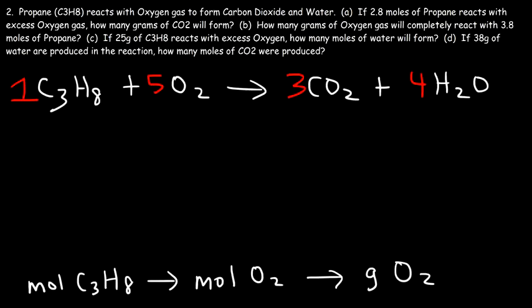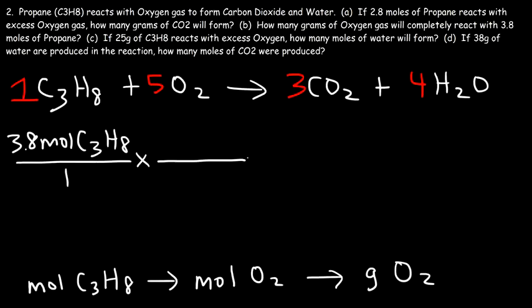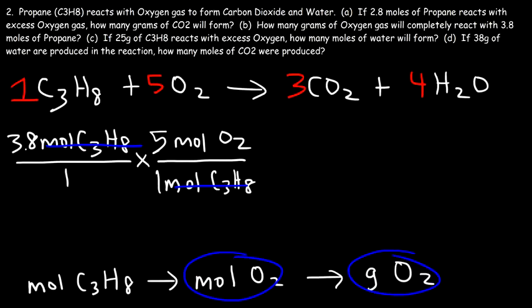So let's start with what we're given. That is 3.8 moles of propane. And let's use the molar ratio to convert it to moles of O2 to change the substance. So the molar ratio is 1 to 5. So 1 mole of propane, C3H8, will react completely with 5 moles of O2. So now we're at this point. So we need to use the molar mass to go from moles to grams.